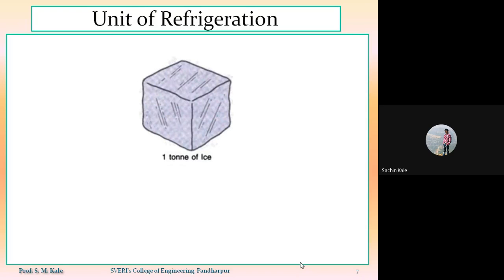And while defining the ton of refrigeration, scientists took the help of ice, because in the older days, in the 16th, 17th and 18th centuries, for preservation of food they were using ice as a refrigerant, and with the help of ice they were preserving the food. So while defining the unit of refrigeration, the scientists took the help of ice, and they defined the unit as the ton of refrigeration.